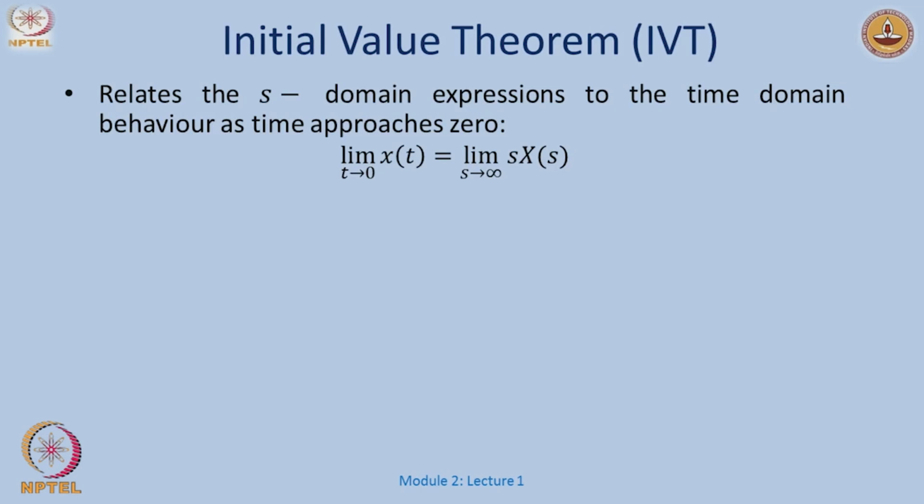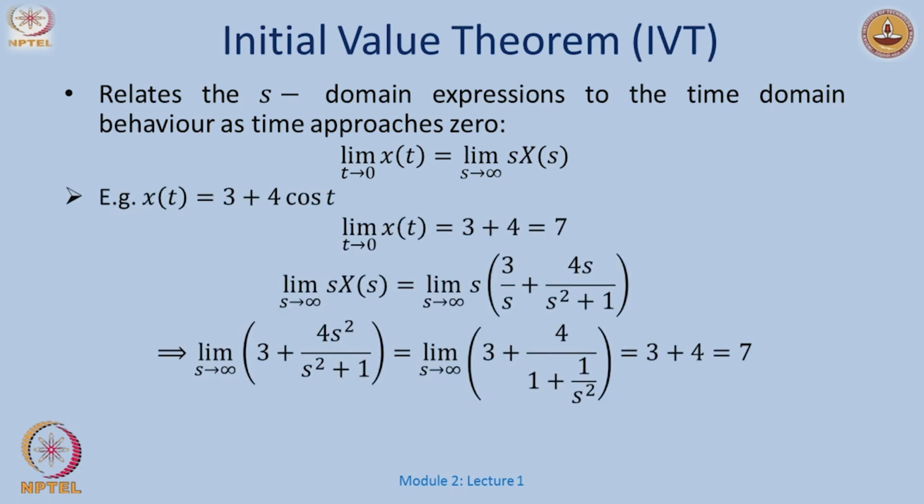So, first is called the initial value theorem. Right. So, what does the initial value theorem do? It relates again the signal in the time domain to the one in the s domain as time approaches 0. So, limit t goes to 0 of x of t would be limit s tends to infinity of s times x of s.